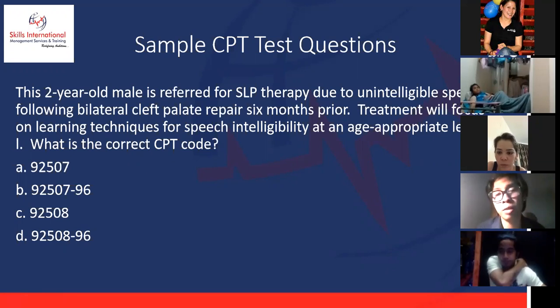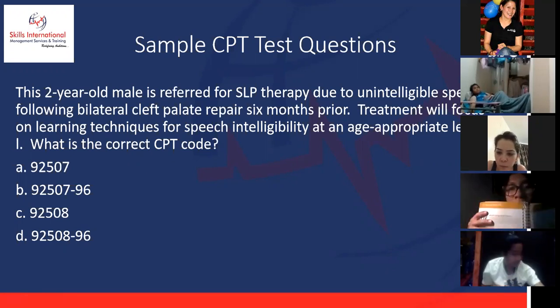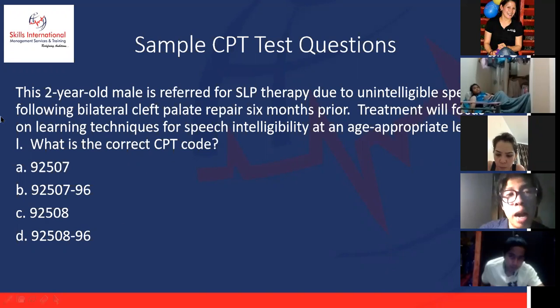If you check the book, if you already have access, 96 means it's a rehabilitative service. Since the patient already had the repair six months before, this would fall as rehabilitative because, of course, when you have operations, usually you need to heal, and this is part of the healing process.